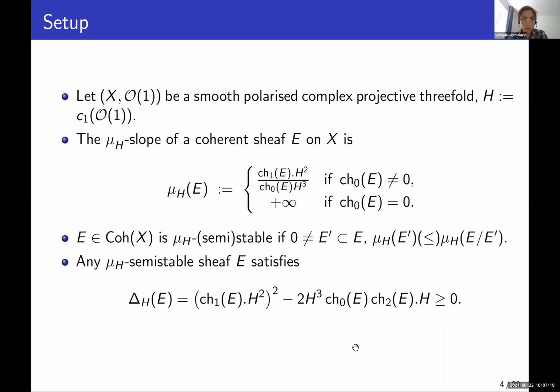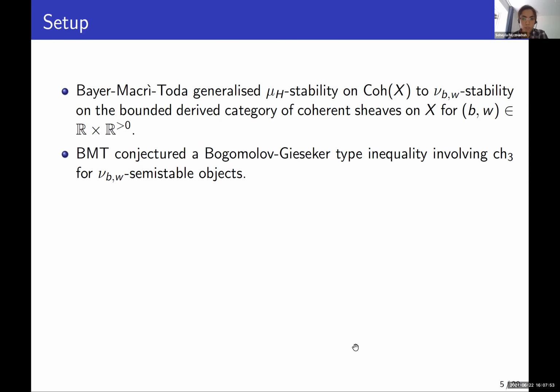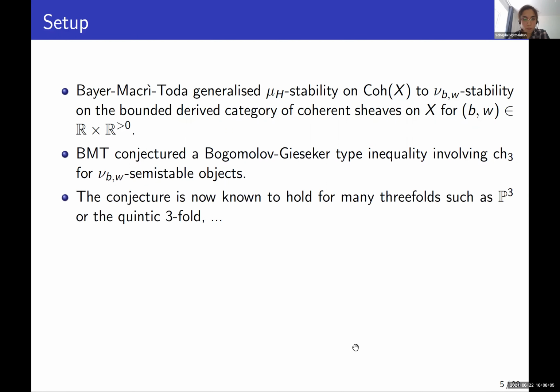Around 2011, Bayer-Macrì-Toda generalized this mu_H stability on coherent sheaves to nu_{B,W} stability on the bounded derived category of coherent sheaves, for any pair (B,W) in R^2. I will explain in full detail what this notion of stability is. They proved that any nu_{B,W} semistable object satisfies the classical Bogomolov inequality, but as I said, it doesn't have any information of ch_3. That is why they conjectured a Bogomolov-Gieseker type inequality, which involves ch_3 of objects, for nu_{B,W} semistable objects. We now know that this holds for many threefolds, such as projective space or the quintic threefold. I will give more examples later on.